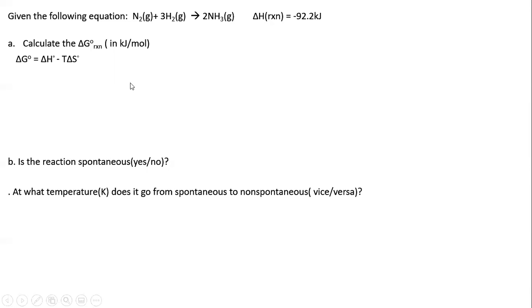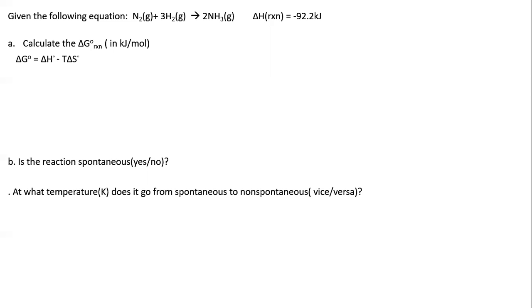So again, the equation we're going to be using is delta G naught equals delta H naught minus T delta S naught. Now you may ask, well, what's the temperature that we're supposed to use? Well, whenever you're given the naught sign, the naught sign relates to 298 Kelvin, which is the standard temperature for whenever you see delta H, delta G, delta S. Whenever you see that naught sign, it's referring to 298 Kelvin. So our temperature here is going to be 298 Kelvin.